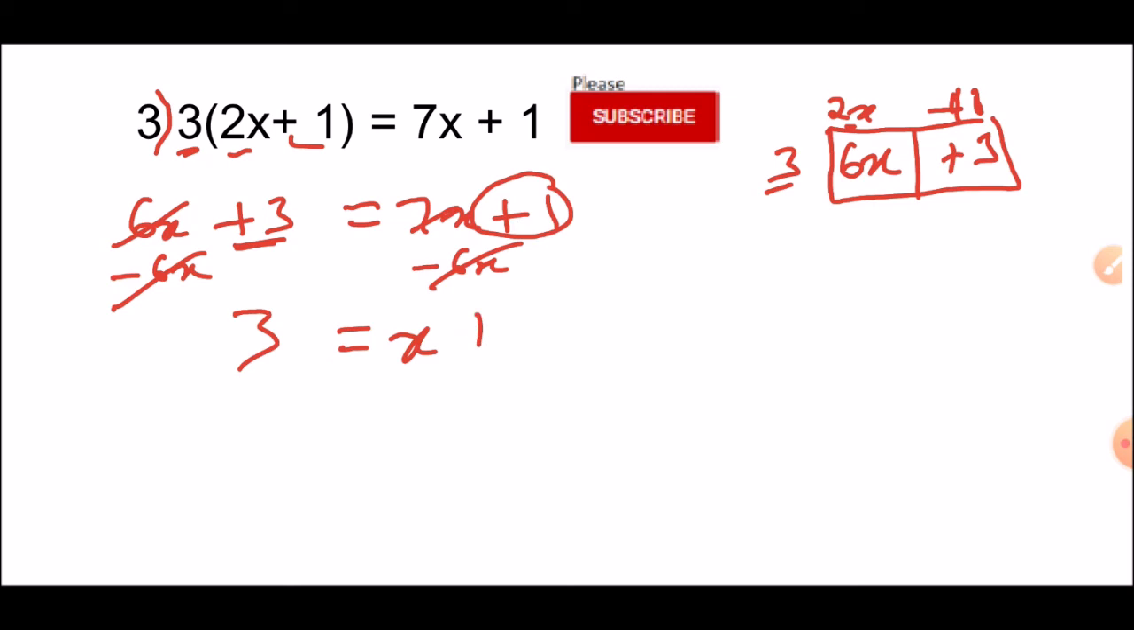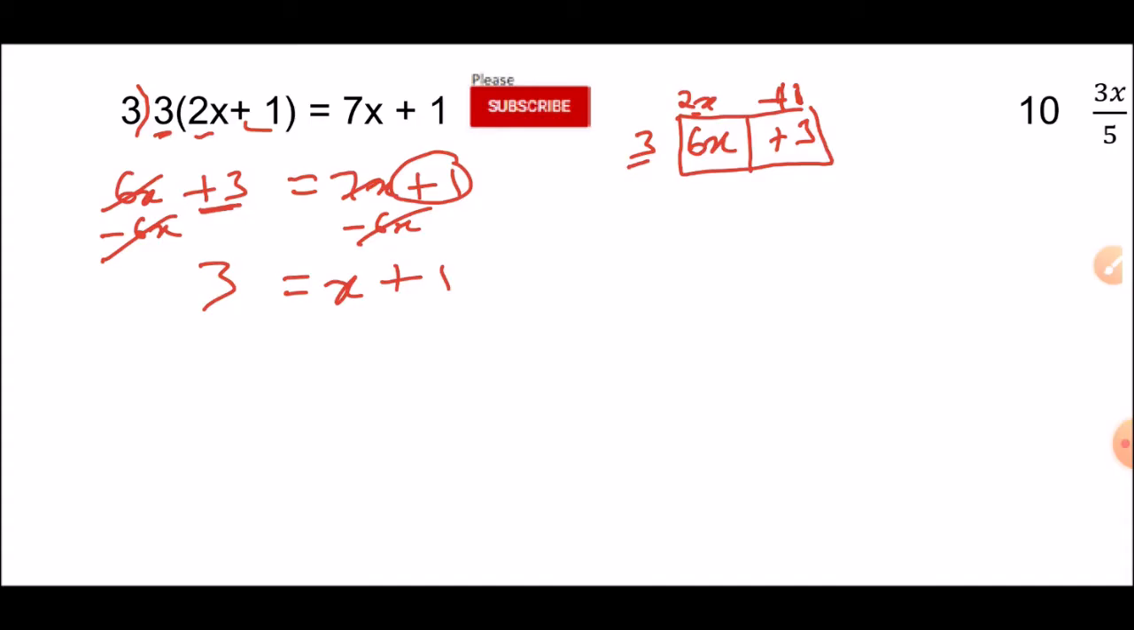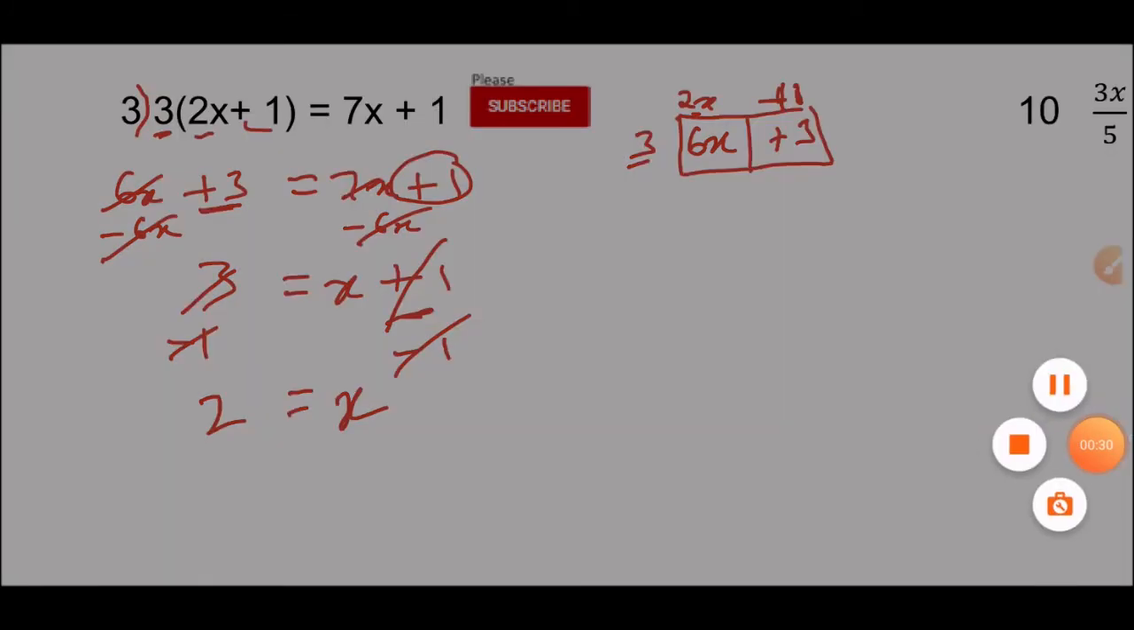Now to get the x on its own, we will have to get rid of the plus 1 on the right hand side. So how do you do that? We take away 1 on the right, so we have to take away 1 on the left, so we're taking away 1 from both sides. So that means on the left hand side, 3 take away 1 is just 2, and on the right hand side, well, the plus 1 and the minus 1 cancels out, leaving with just x. So that means that we think x is equal to 2.